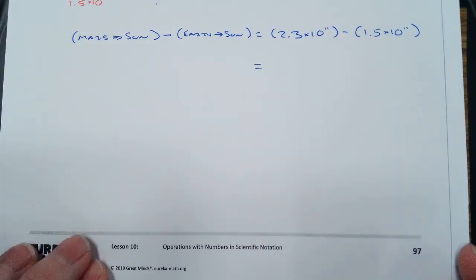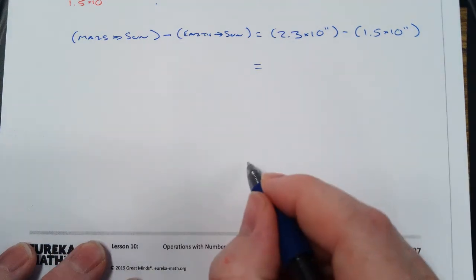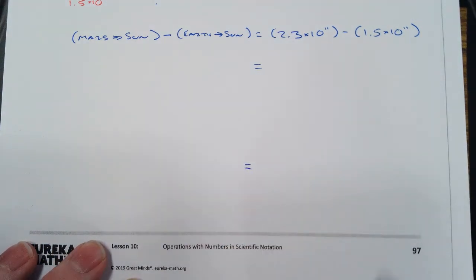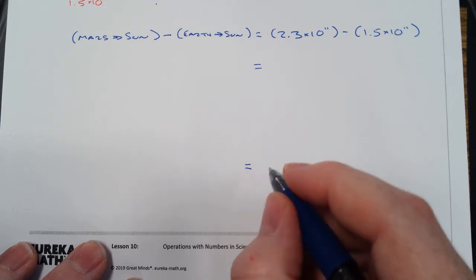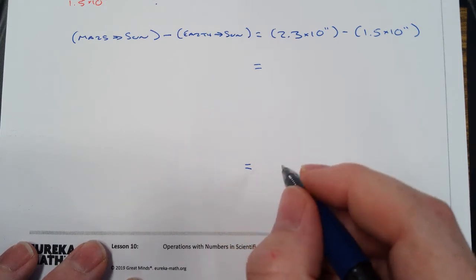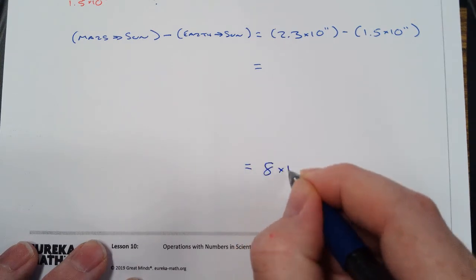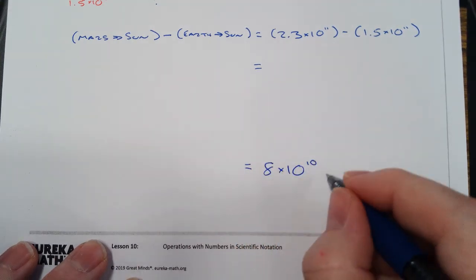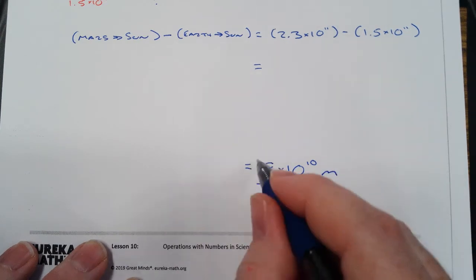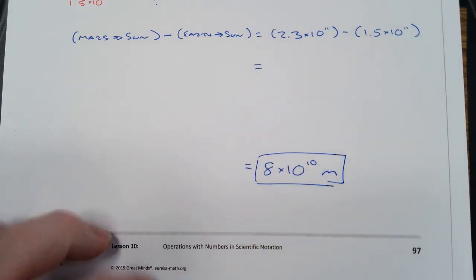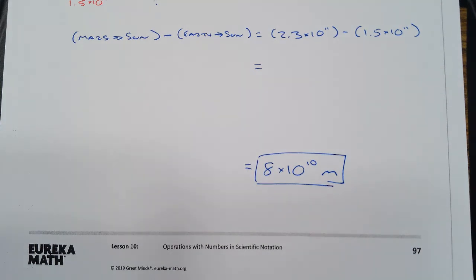Okay, hopefully you paused the video, checked your answer. If you do all the work, just like exercise 3 on page 96, you should get that the distance from Mars to Earth is 8 times 10 to the 10th meters. That should be the answer you got. So if you did not get that, check your work, look at exercise 3 again, and if you're still stuck, reach out and ask me for some help. We'll have a Google Meet, and I will show you exactly what to do.